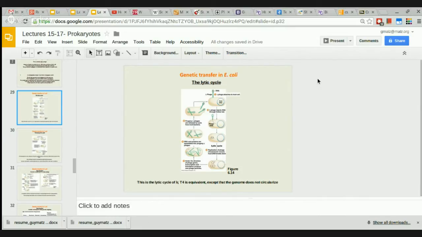Someone asked me a question, and that's too much for the exam, but someone did ask me to discuss whether the way the phage transcribes its genes is the same as the host, as bacteria. And the answer is yes and no. The answer is yes in the first 10 minutes of infection.